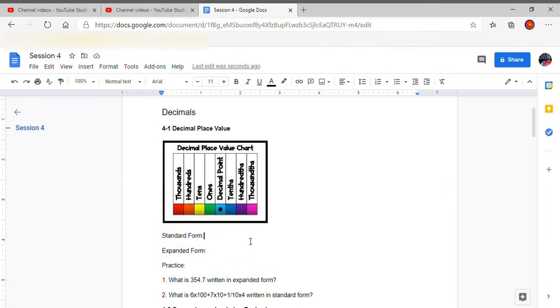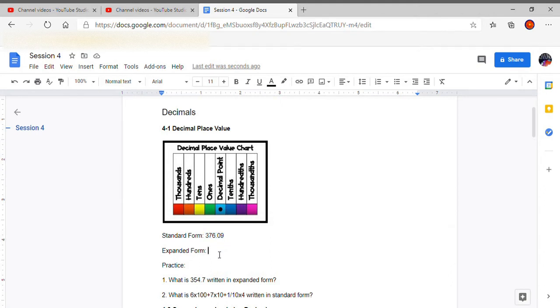So there's standard form, which is just where you have numbers. Let's have a hundreds number, then a tens number, then a ones number, and a decimal point, then a tenths number, and then you can have a hundredths number. So this would be standard form. Onto expanded form. Let's write this number in expanded form.